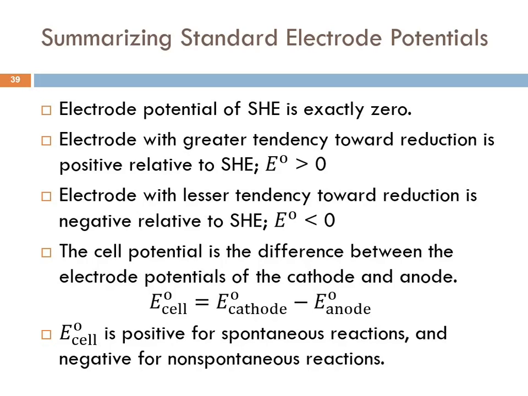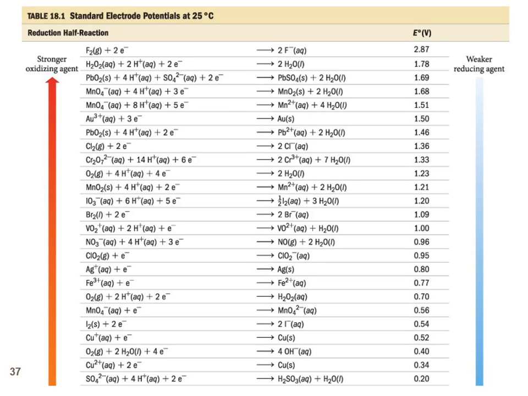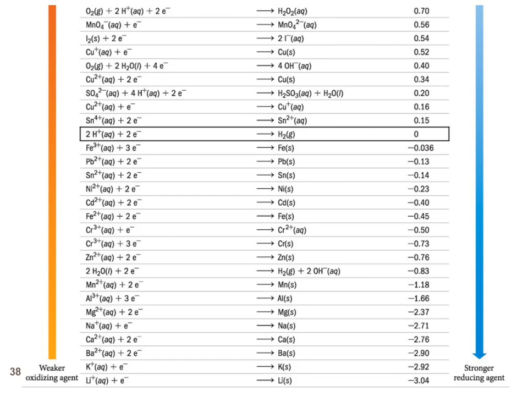So all of the chart stuff is all reduction. Right. The chart, all of these are written as reduction reactions. So these are more likely to undergo reduction, and so they have positive electrode potentials. And the ones that have negative electrode potentials, they do not want to be reduced. They want to be oxidized.